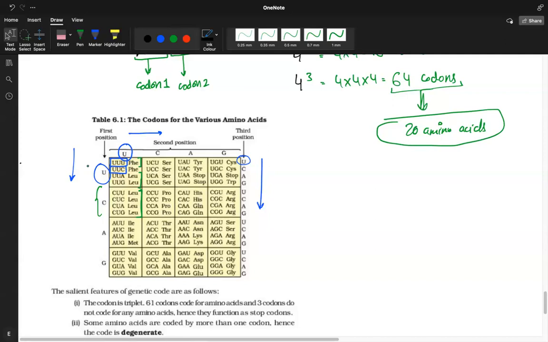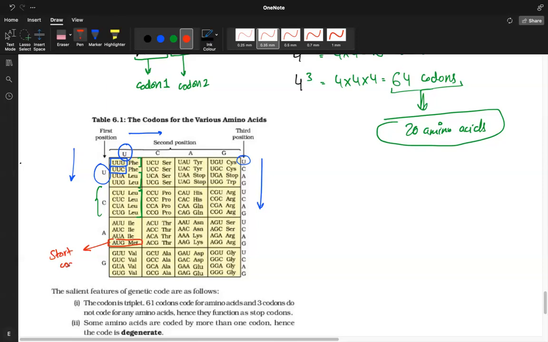AUG. Just one. There is only one codon that codes for methionine, that is AUG. And that's called a start codon. Make a note in your textbooks, just highlight it. AUG is the single codon. Methionine, which is an amino acid, is only coded by one codon.